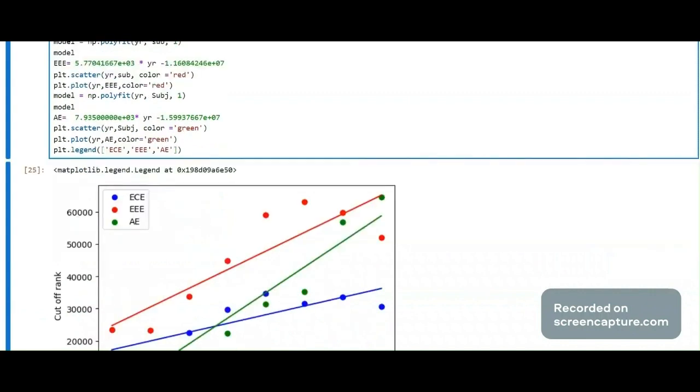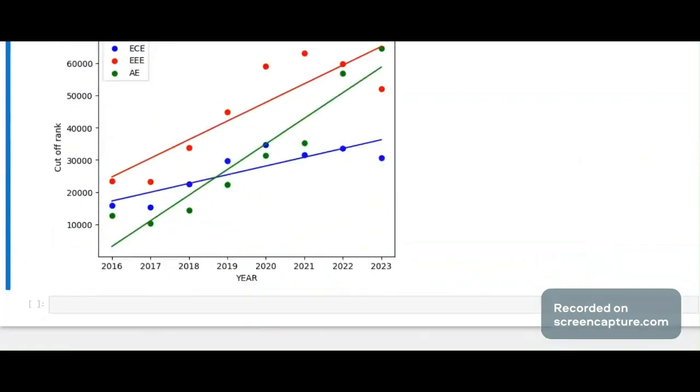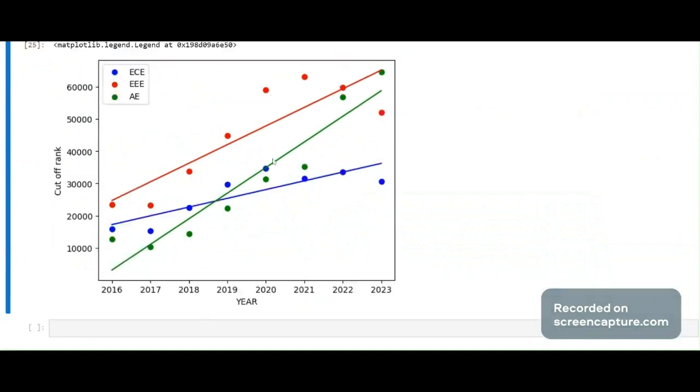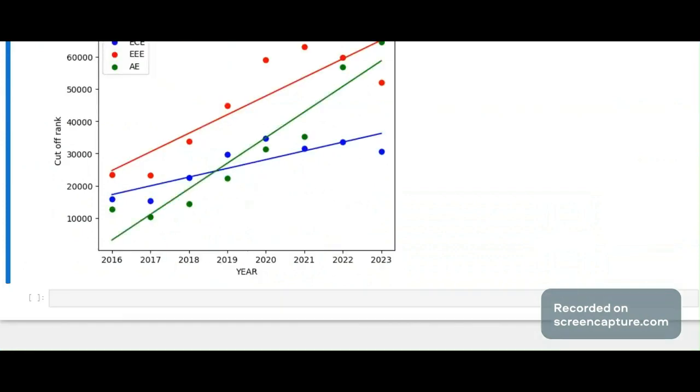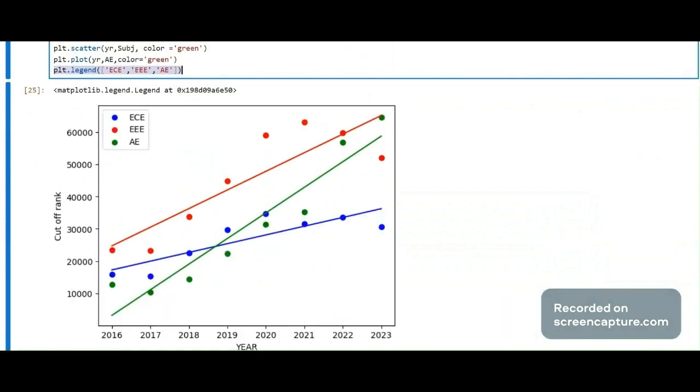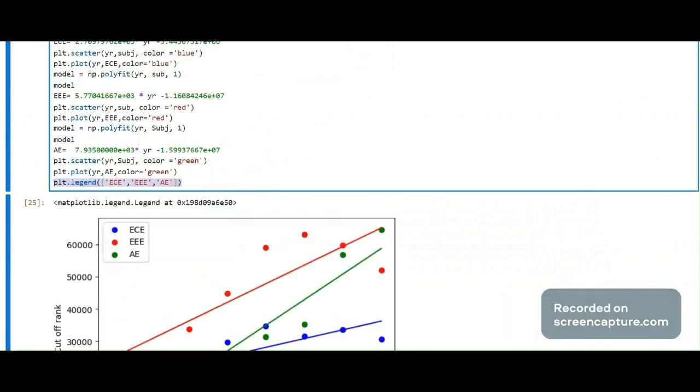We use plt.legend to differentiate the linear regression models for the different branches with different colors. This plt.legend is used to differentiate the colors as shown here. Blue is the regression line for the ECE branch, whereas red and green are for EEE and AE respectively. This is the output obtained on running this Python code.